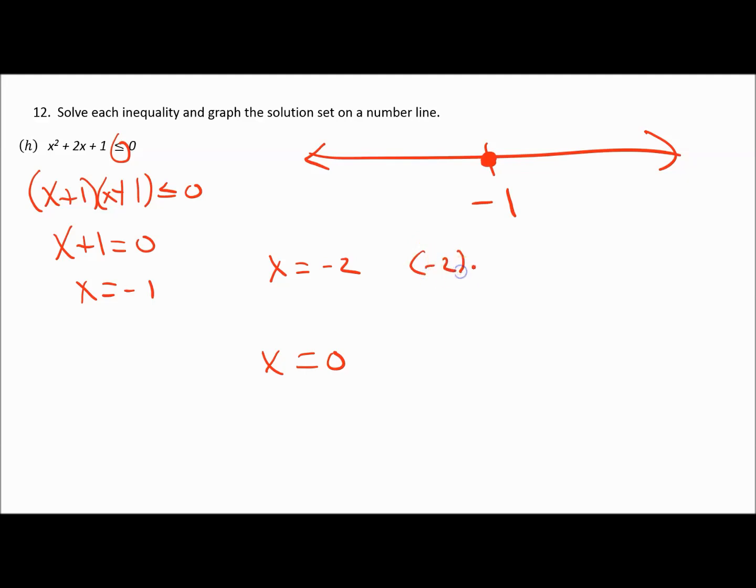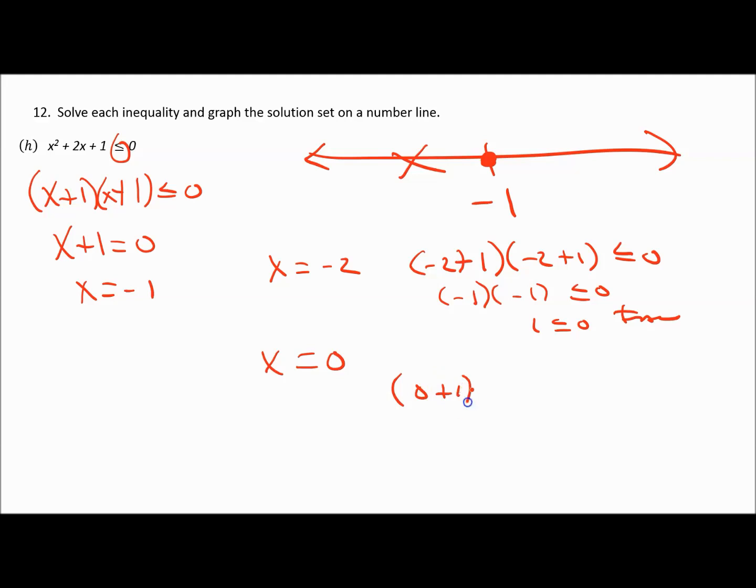So negative 2 plus 1 times negative 2 plus 1, is that less than or equal to 0? And that's negative 1 times negative 1 less than or equal to 0. That's false. 1 is not less than or equal to 0. Okay, so we don't shade in that part. Then I check 0. 0 plus 1 times 0 plus 1. Is that less than or equal to 0? Well, no, because that's 1 less than or equal to 0. Again, it's false. So that's not included either.